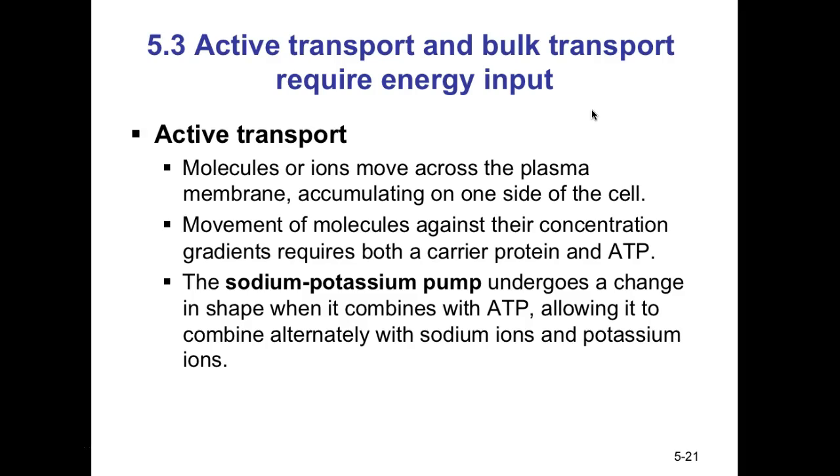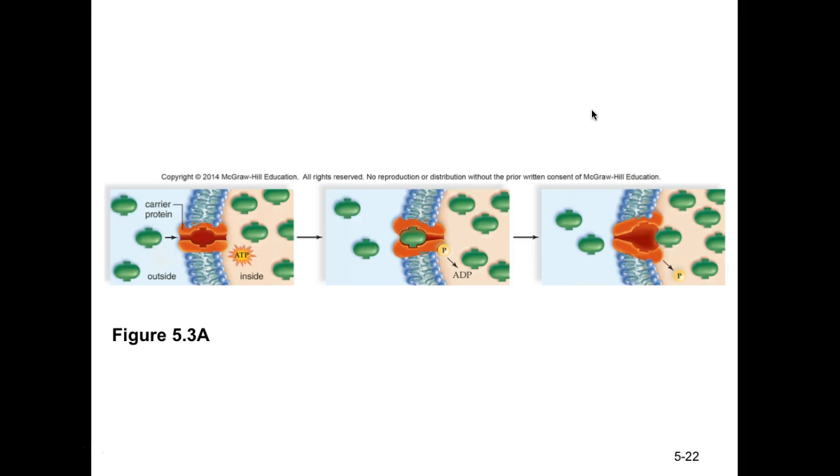Now remember, when you're moving against the concentration gradient, this is unlike passive transport in that the molecules are going to go from an area where they are lowly concentrated and being pushed or pumped into an area where they are more highly concentrated. In passive transport, it was the reverse. The best example of this is the sodium-potassium pump. The sodium-potassium pump undergoes a change in shape when it combines with ATP, allowing it to combine alternately with sodium ions and potassium ions.